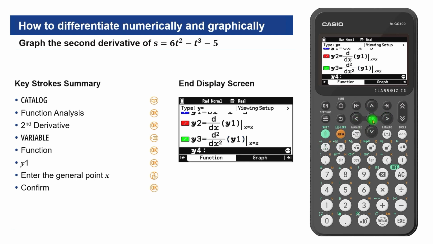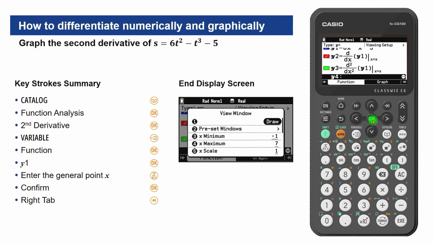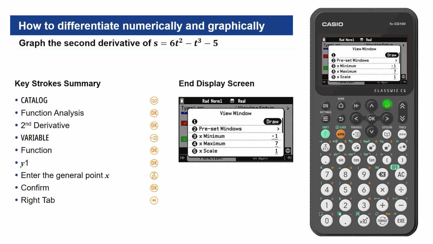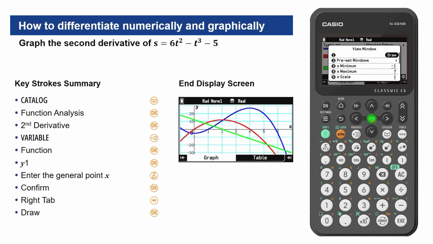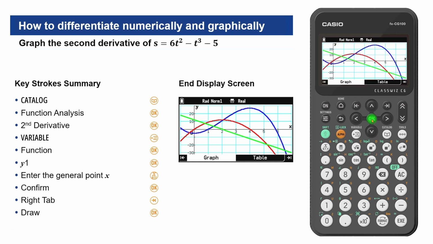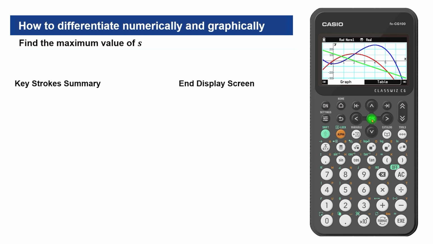All three functions are now stored, so press Right tab to open the pop-up and draw. As expected, a cubic, quadratic, and linear function are drawn. Having drawn these functions, they can now easily be analysed and connections made.